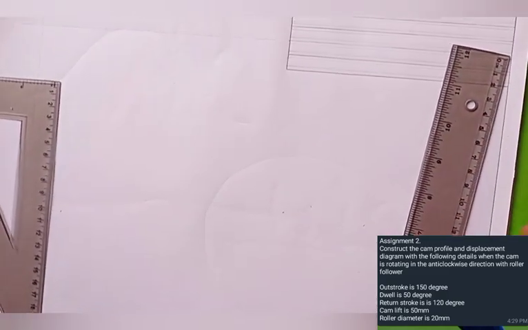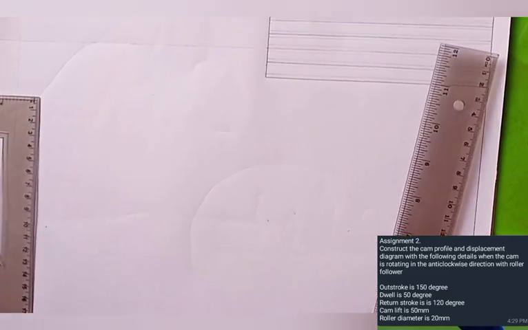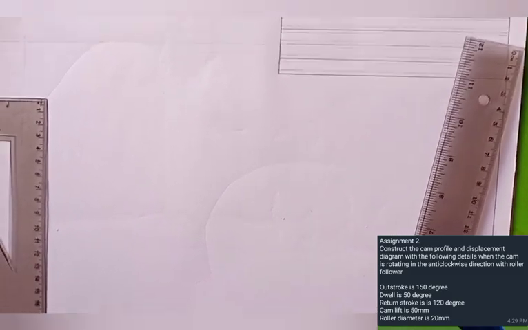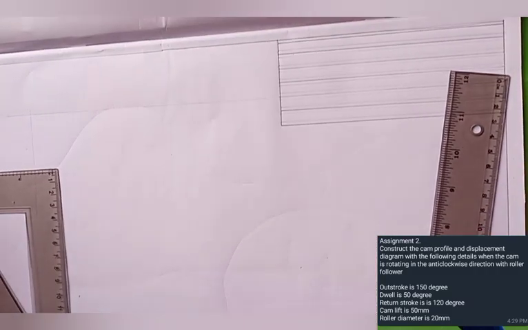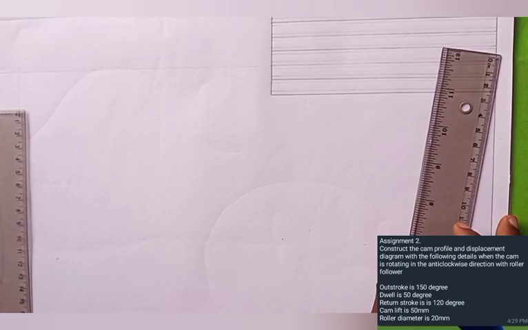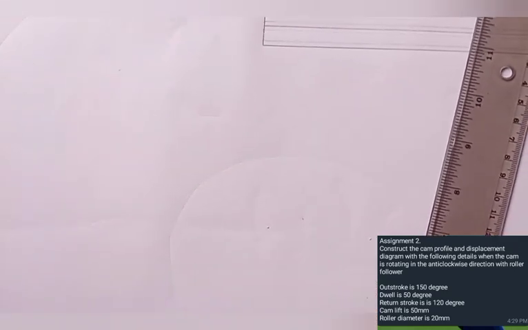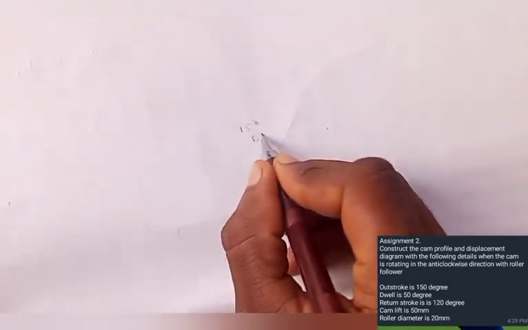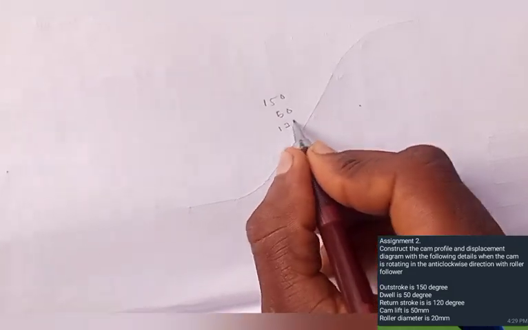We were given, they said we should construct the cam profile and the displacement diagram. So we are going to be commencing with the displacement diagram. We're told you start with your rise stroke for your lift. They said our rise stroke is 150 degree and our dwell is 50 degree. Our return stroke is 120 degree.